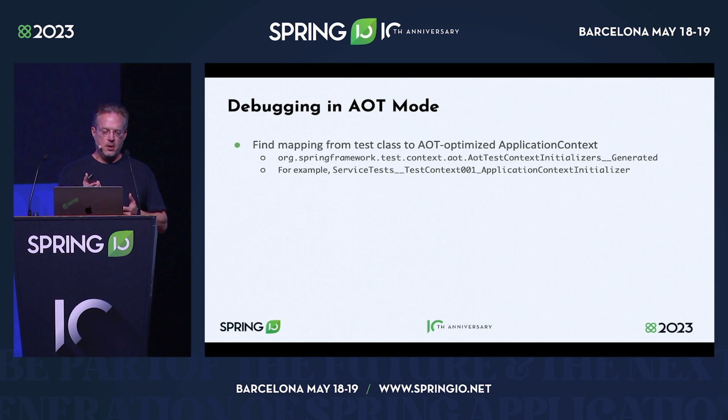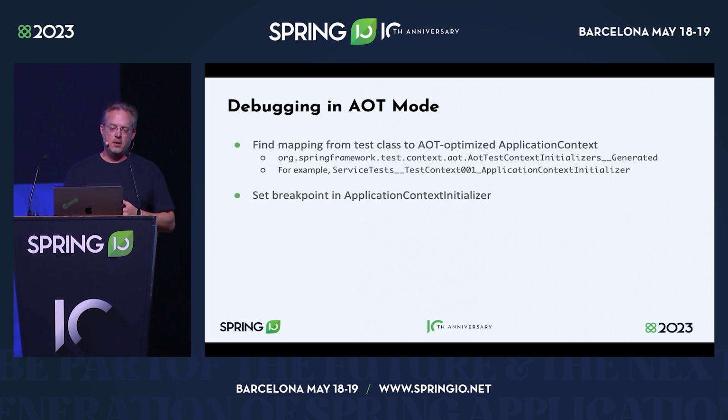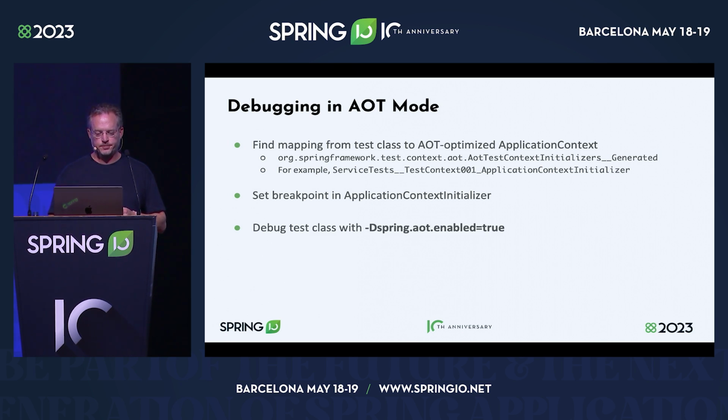So for example, the service test that I'll show you later has a mapping as test context 01. That's just an enumerated list starting with 1, and then application context initializer. So once you have that, you could go open that up, and you could set breakpoints in there, and then run your test in AOT mode with the debugger turned on, and you can debug basically application context initialization in AOT mode for your tests.